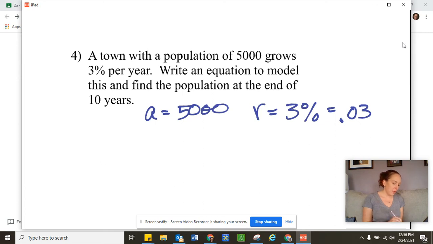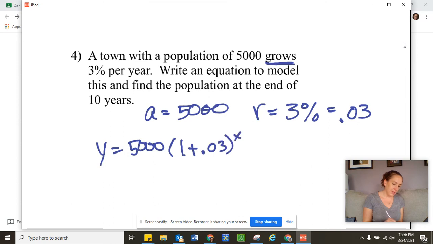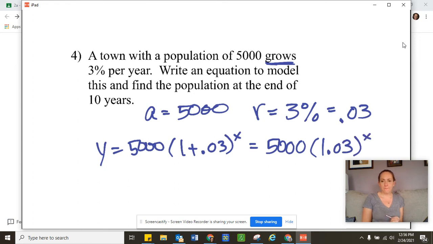To model it, I'm going to do 5,000 times 1, and since it grows, that'll be exponential growth, right? So plus 0.03 to the x power, which is the same thing as 5,000 times 1.03 to the x. To figure out what it is after 10 years, I just plug in 10 for x.